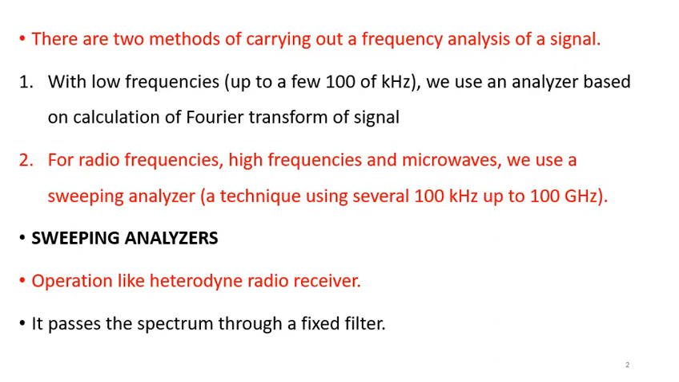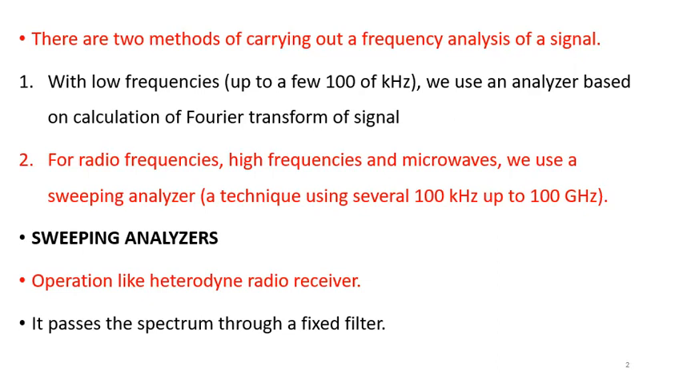The other one uses radio frequencies, which are normally high, or sometimes even microwave frequencies, and these frequencies can range from the upper limit of the other one, which is 100 kilohertz, up to around 100 gigahertz. In this kind of spectrum analyzer, we use the technique of sweeping, and for this reason they are called sweeping spectrum analyzers. Now let us look at these two types of spectrum analyzers. We are going to start with the sweeping spectrum analyzer.